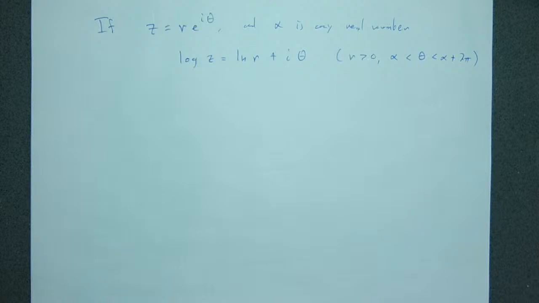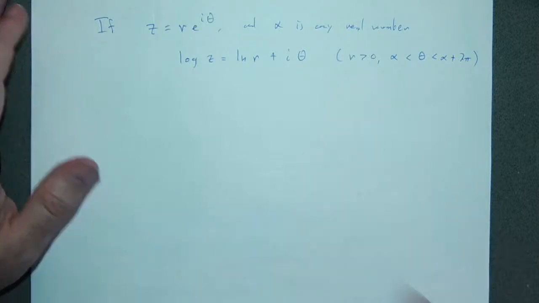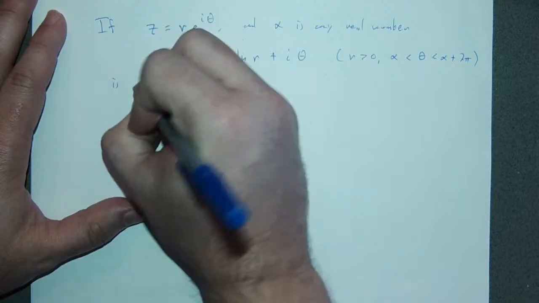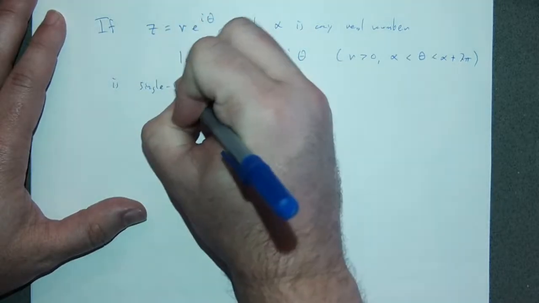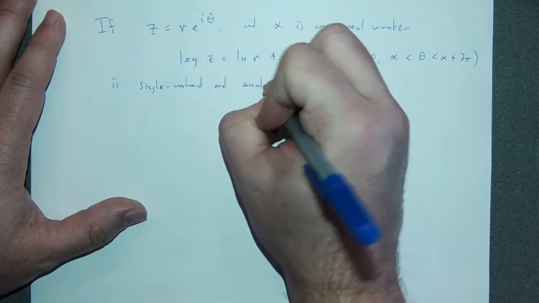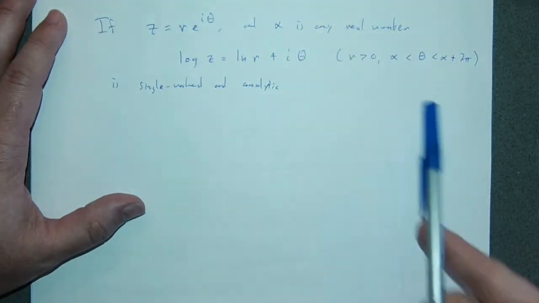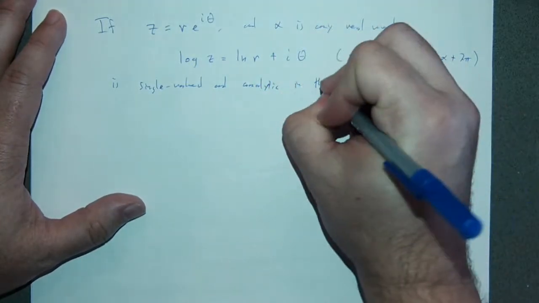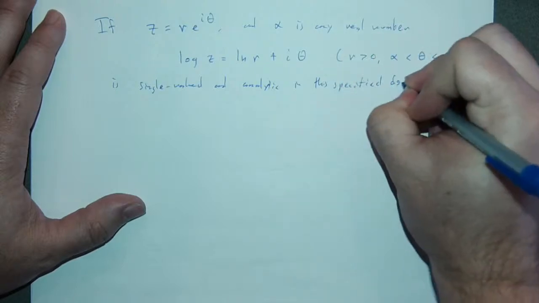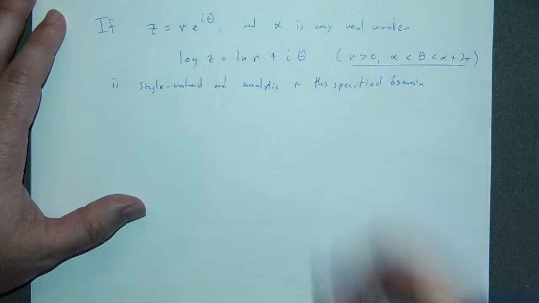Okay. So then this is a branch of log z. So this is single valued and analytic, okay, in this domain. Okay, so in this specified domain, we are good to go here.